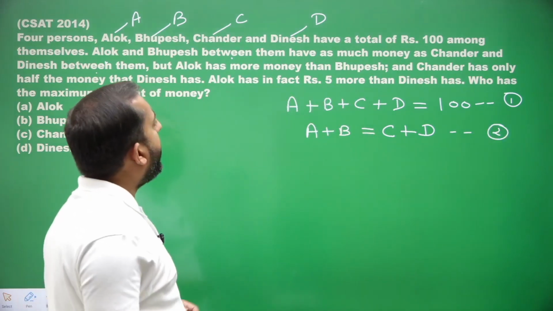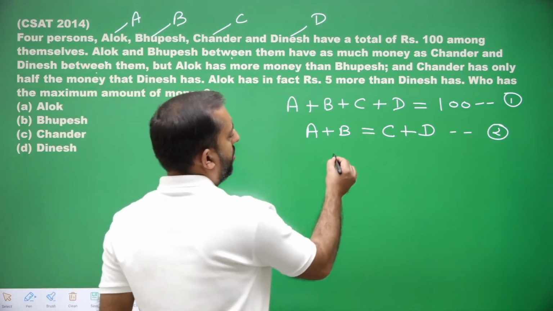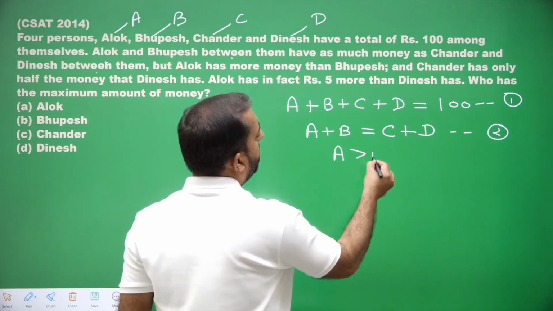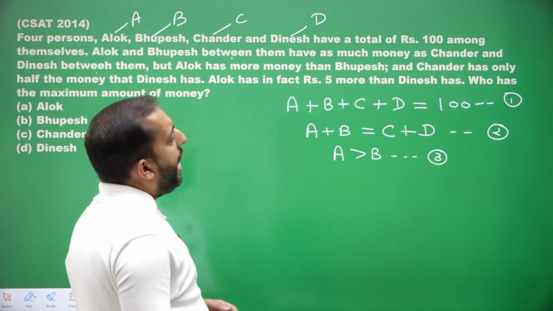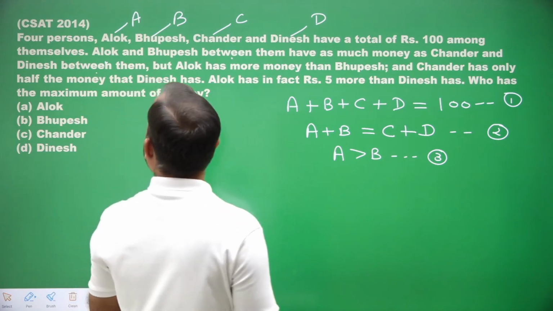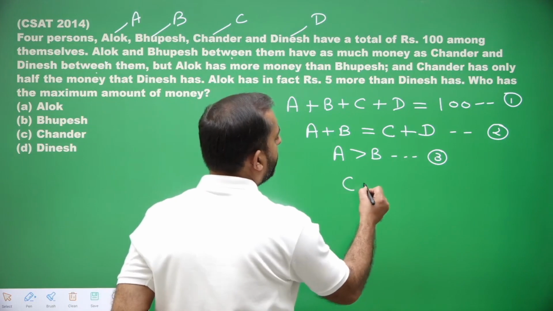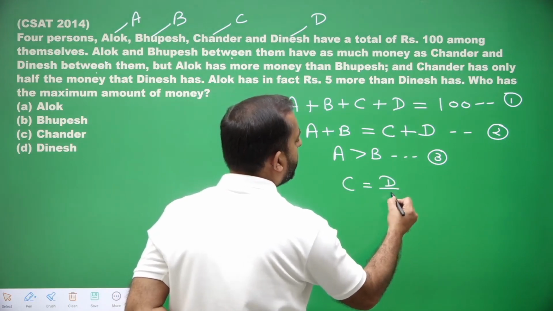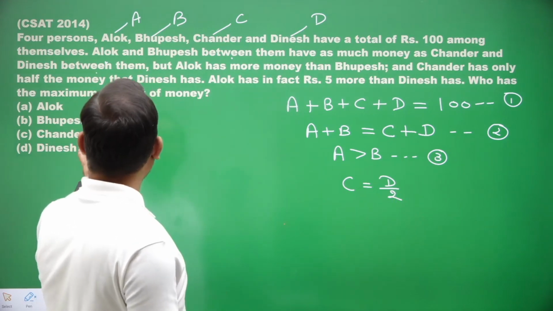But Alok has more money than Bhupesh. This is our equation number 3. And Chandar has only half the money that Dinesh has. So Chandar has only half the money that Dinesh has. Okay, this is done.